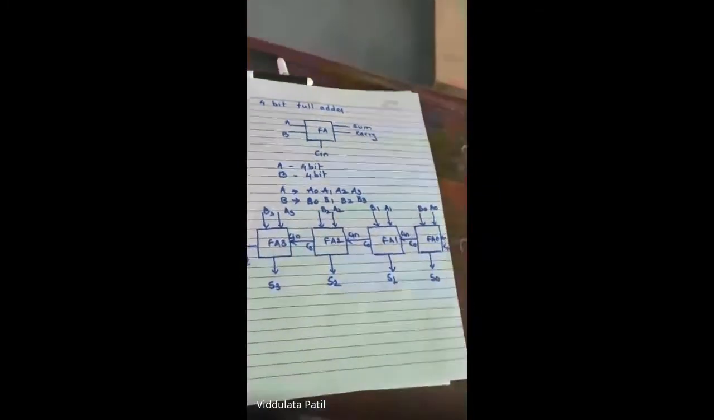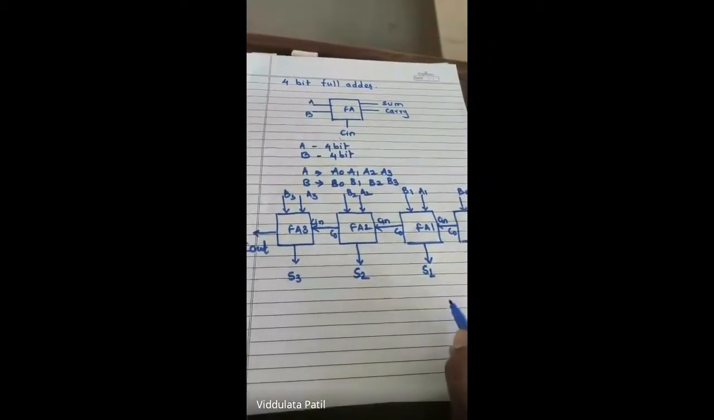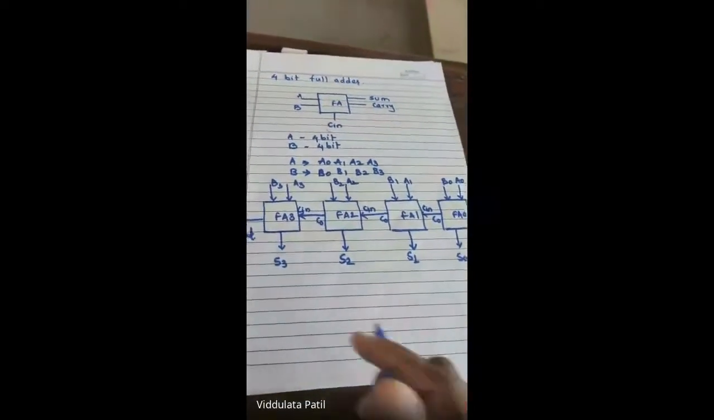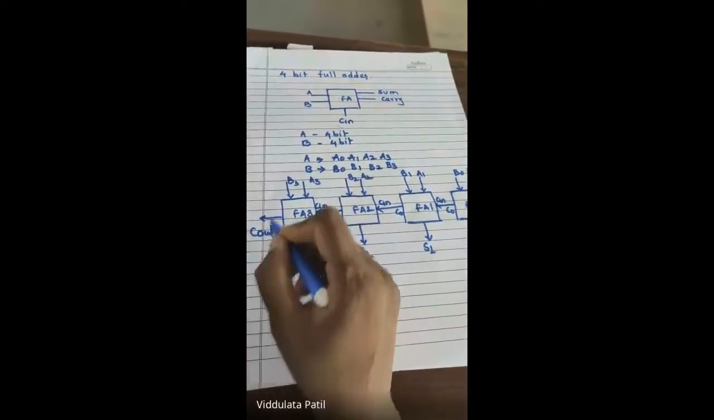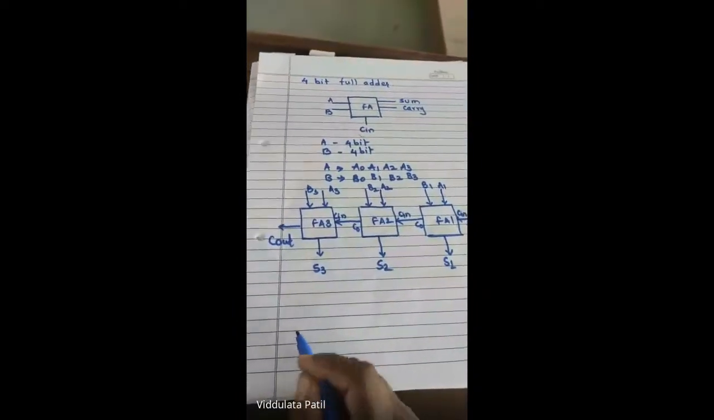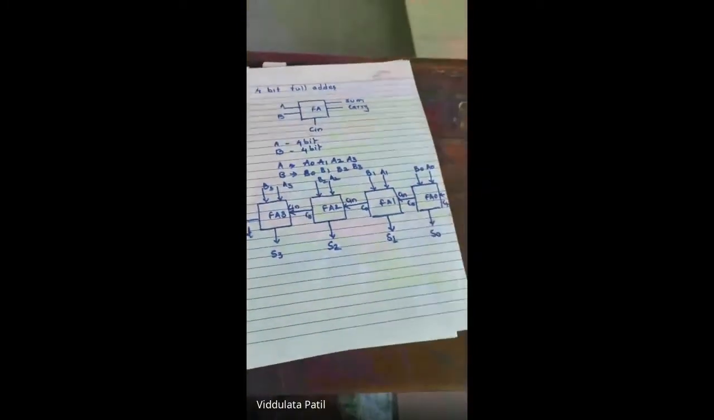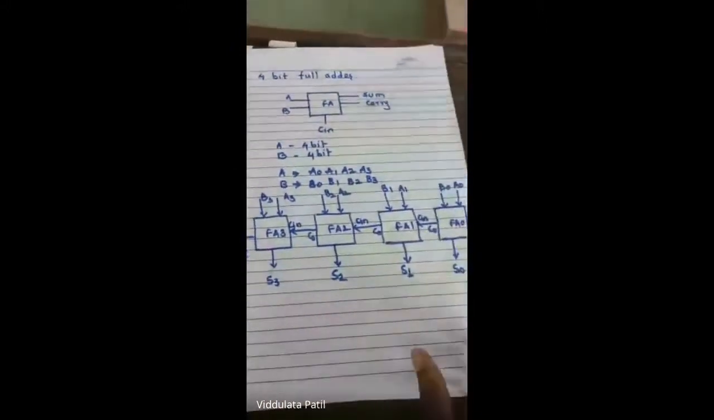That means in a 4-bit full adder circuitry we get a 4-bit sum and a one-bit carry. So now we are going to write the code for this circuit. Let us see what the VHDL code for this circuit is.